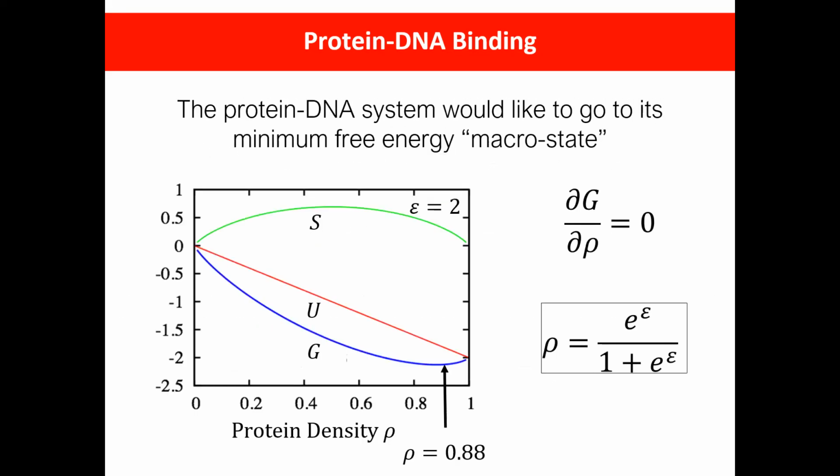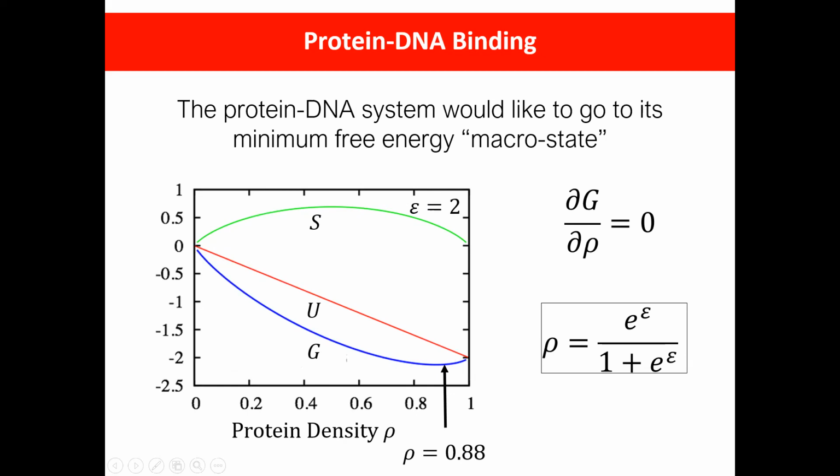Okay, so if you look at the plot of the G as a function of rho, let's say this one is for epsilon is equal to 2, then you see that S is behaving like this, as I've told you. And the reason is that when the system is exactly half filled, the entropy will be maximum. It will decrease monotonically, and for the value of epsilon as 2, the G will be minimum at the value of 0.88. The value of rho is 0.88.